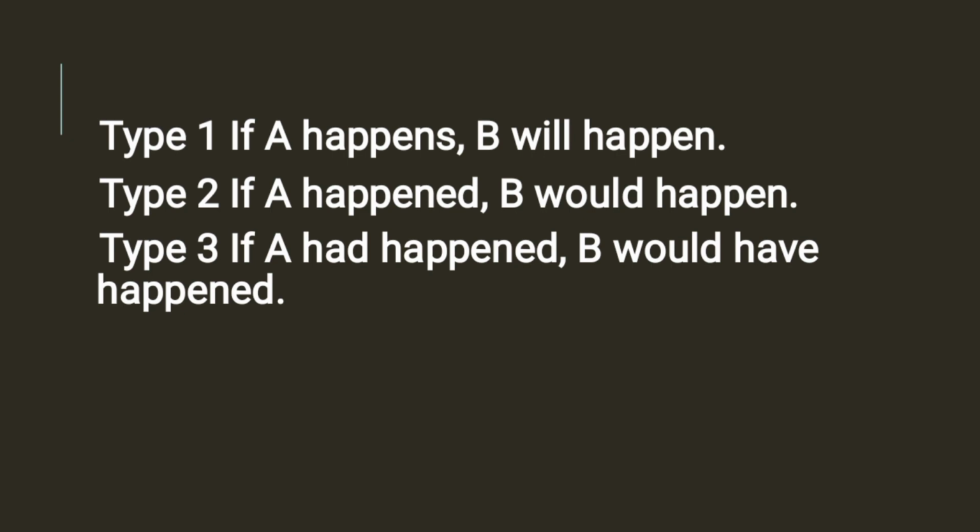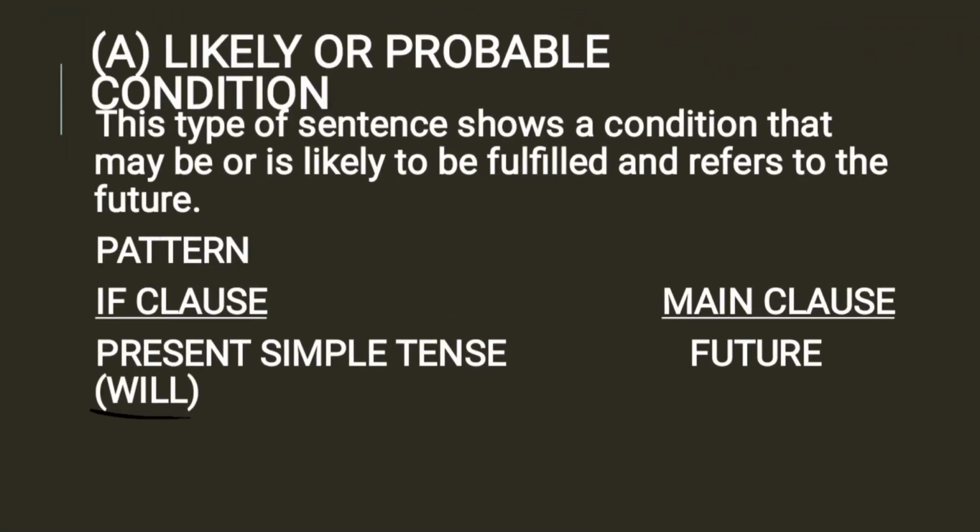So let me just try to give you an idea of what these 3 types of condition are about. Type 1, which is the probable condition, says if A happens, B will happen. Type 2 says if A happened, B would happen. But type 3 says if A had happened, B would have happened. That is the impossible condition or the rejected condition. Don't worry, you are going to understand them. Let us start by looking at the likely condition or the probable condition. So this type of sentence shows a condition that may be or is likely to be fulfilled and refers to the future.